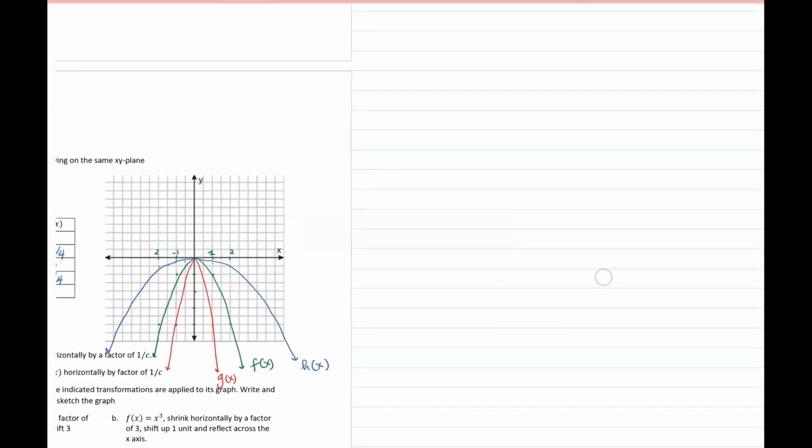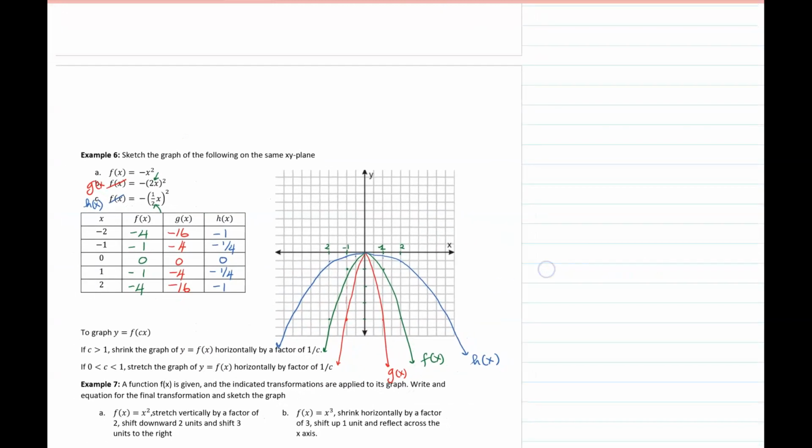So let's compare the graph of f of x and g of x. And let's just write out the table of values separately. So let's take a look at f of x and g of x. So here's the x value: -2, -1, 0, 1, 2. Then f of x is equal to -4, -1, 0, -1, -4.